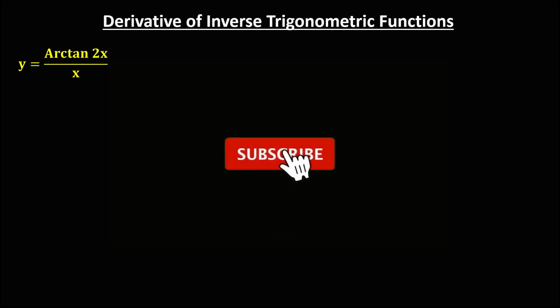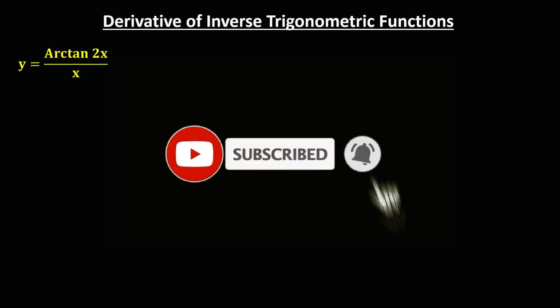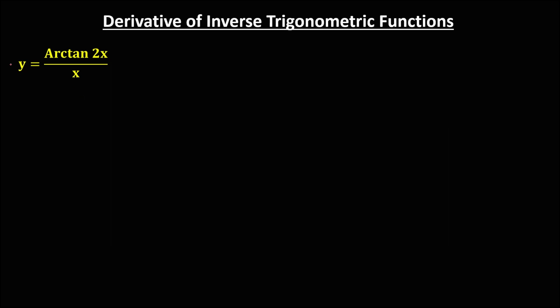So for this problem, to find the derivative of inverse trigonometric functions, for this given, first we use the quotient rule. This is equal to u over v, and to find the derivative, this is v times the derivative of u, then minus u times the derivative of v, then all over v squared.